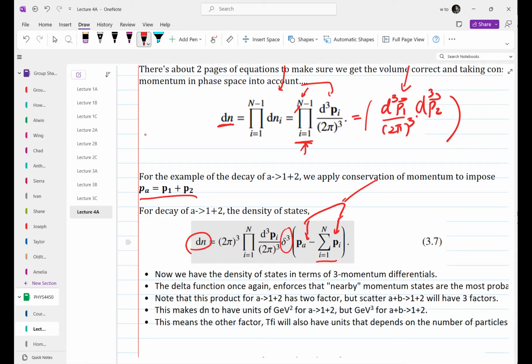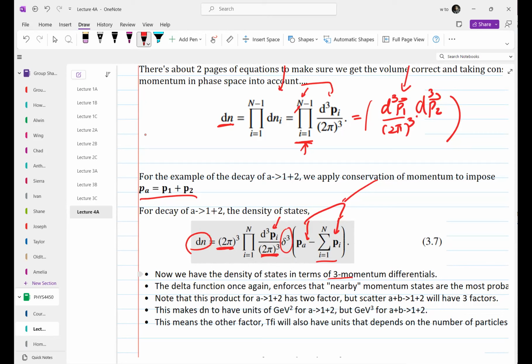You got some 2 pi to the third power just from converting wavelengths to phase space. And each of these factors will also give you a 2 pi to the third power on the denominator. So in the end, you actually end up with 2 factors in this case. And then instead of integrating over dn, you're going to have to integrate over momentum instead, which is doable because we can actually measure the momentum of the particles coming in and out of our little box.